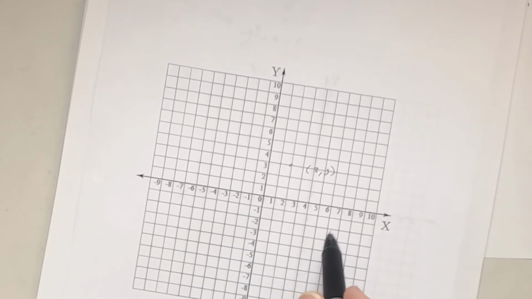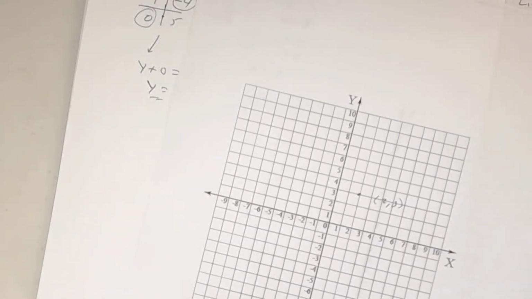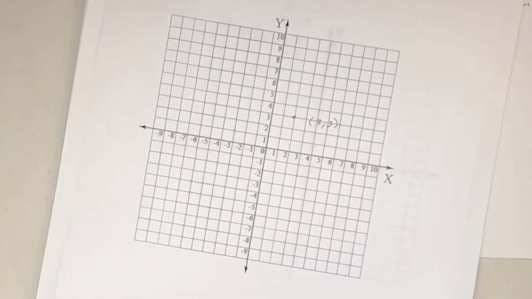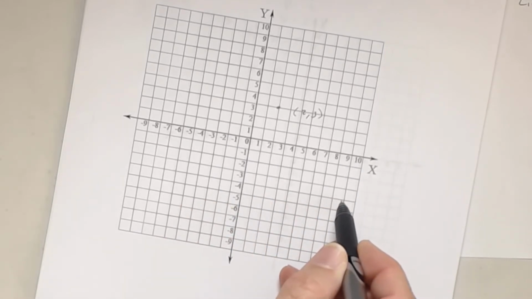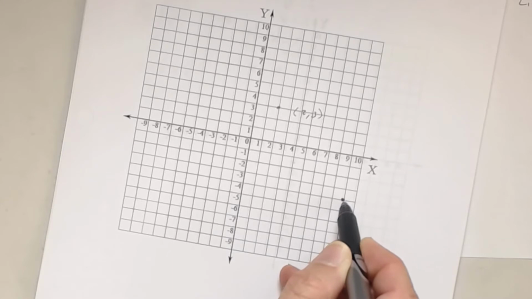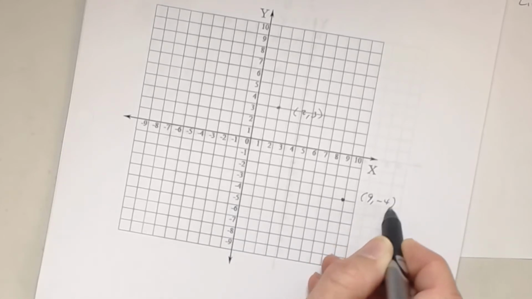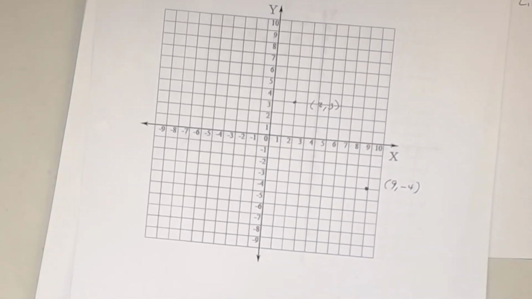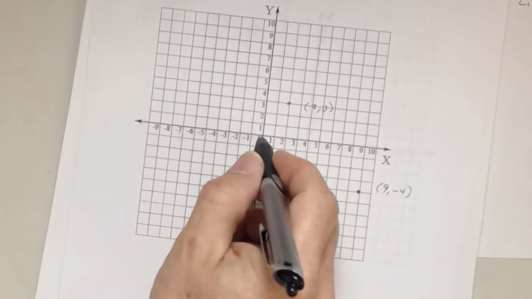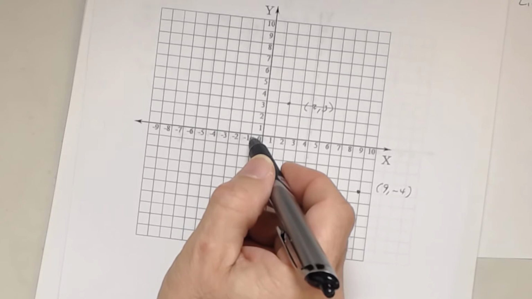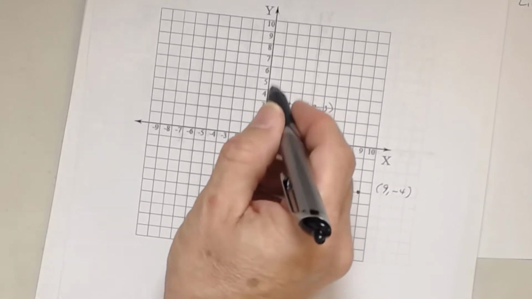Then where's the point 9, -4 located? In what quadrant? Quadrant 4. So 9, -4 is right here, right? 9, -4 right here. And then the point 0, 5 is located where? On the y-axis. Since x is 0, you stay at the origin. Since y is +5, you go up 5.